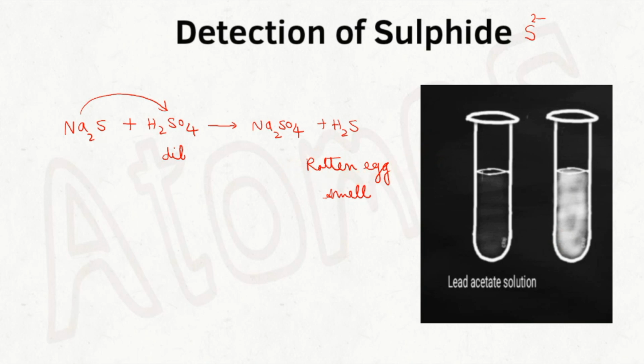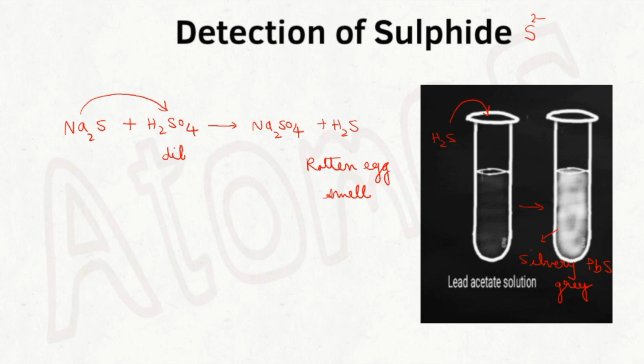If you are passing this hydrogen sulphide gas through lead acetate solution, what will happen? Yeah, the color of the solution will be turning silvery grey. That will be the observation. In the last video also we had discussed about it. Why is it turning silvery grey? It is due to the formation of lead sulphide. This is a confirmatory test for hydrogen sulphide.